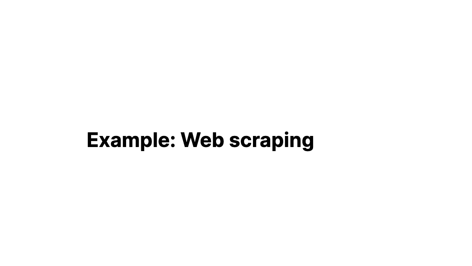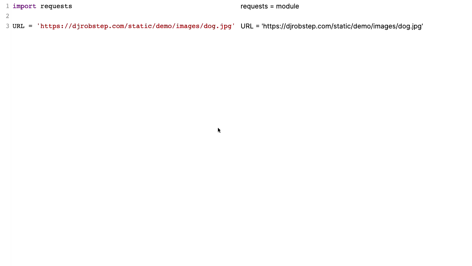So we're going to use basic web scraping as an example. So let's say there's a picture of my dog on my website, and I want to download it. And so let's do that. So we've already got the URL there. We've already imported the requests library. And so let's download it.